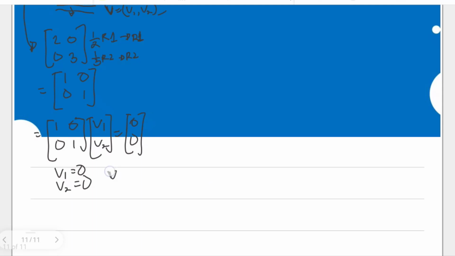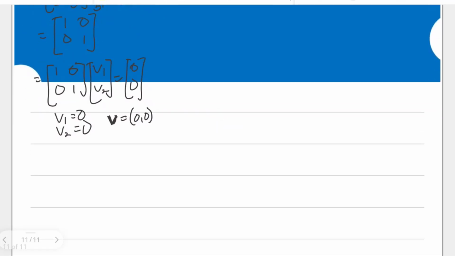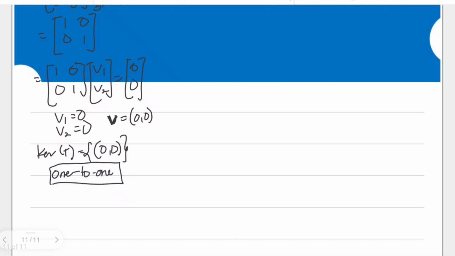In short, the vector that satisfies the equation is the 0 vector in R2 as well. With this, our kernel of T is a set containing said vector. And since our kernel of T contains the 0 vector in R2 alone, we can say that this is a 1-to-1 linear transformation. So we have now established the first condition for isomorphism, by the way. Okay. Now, how about for onto?